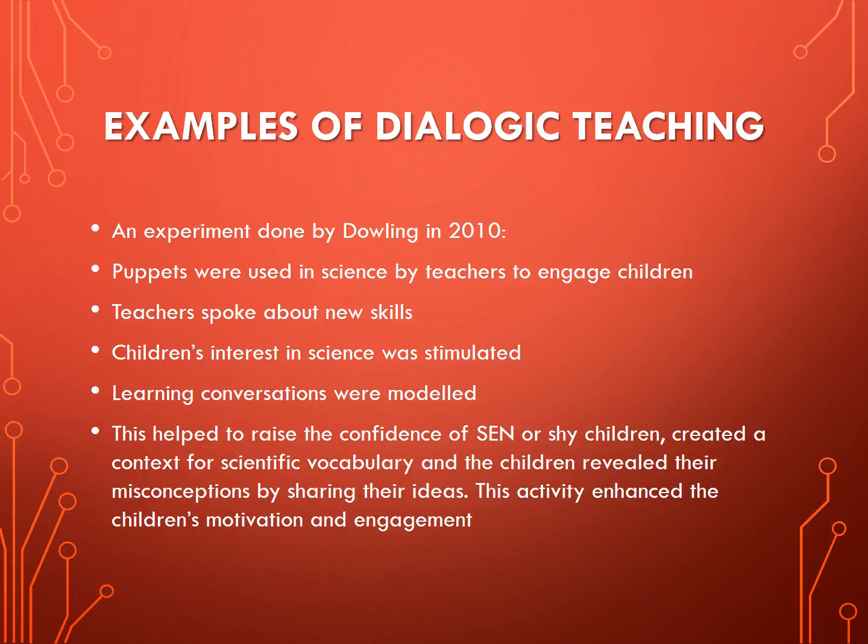An example of dialogic teaching is an experiment that was done by Dowling in 2010. During this experiment, puppets were used in a science lesson by teachers to engage the children. Teachers spoke about the new skills and how the children's interest in science was stimulated. Learning conversations were modelled, and this helped to raise the confidence of some shy children. It created a context for scientific vocabulary, and the children revealed their misconceptions by sharing their ideas. This activity helped to enhance the children's motivation and engagement.